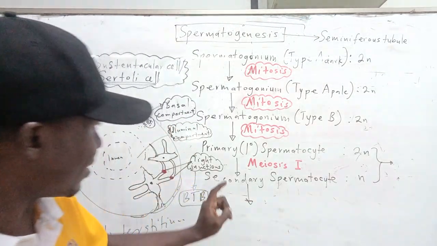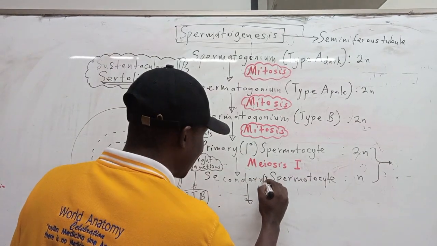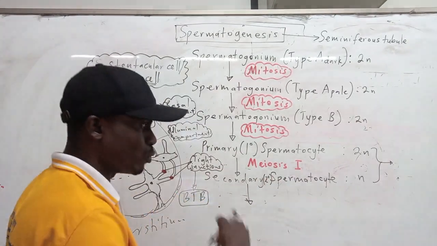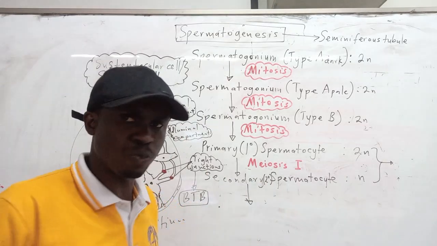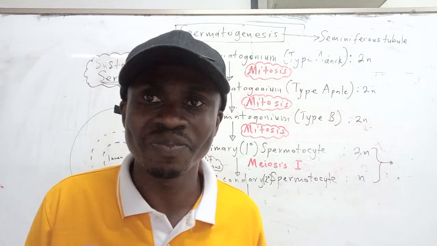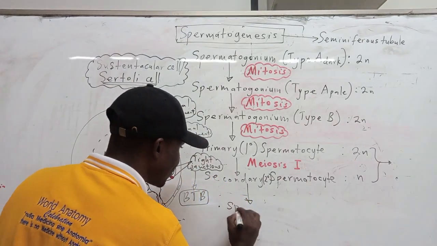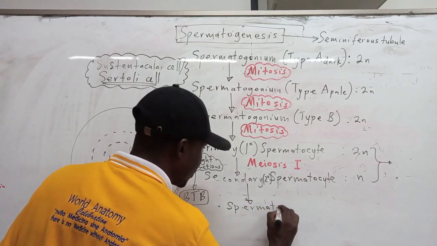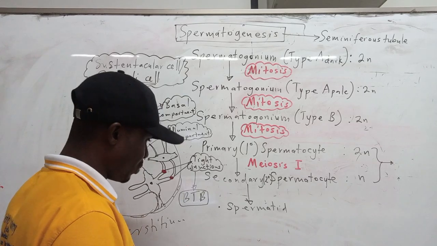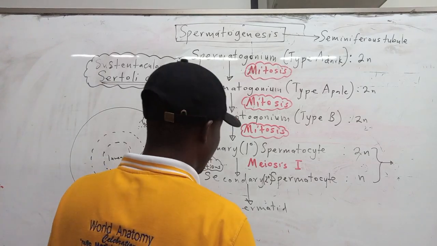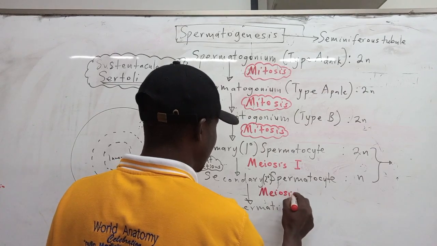Now, this secondary spermatocyte will also undergo, this time around, now look at it. It was primary, that's why I put 1 over here. Secondary, we put 2. So it means that meiosis 2 will take place over here. And this time around, we don't get a tertiary spermatocyte. This time around, we get something called spermatid. And because the spermatid is also a product of meiosis, this time around we are talking about meiosis 2.